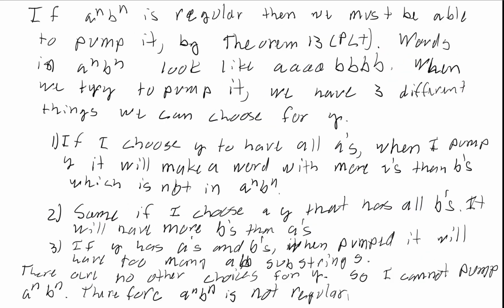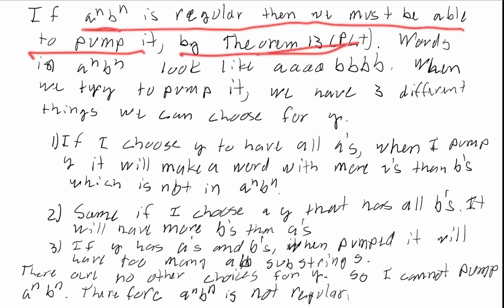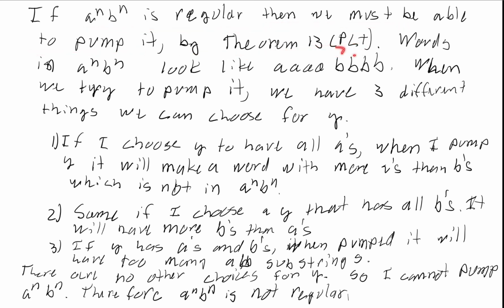Now here's this argument all written out. If a to the n, b to the n is regular, then we must be able to pump it by theorem 13, which is the pumping lemma theorem. Words in a to the n, b to the n look like this. When we try to pump it, we have three different things we can choose for y. If I choose y to have all a's, when I pump y, it'll make words with more a's than b's, which is not in a to the n, b to the n.